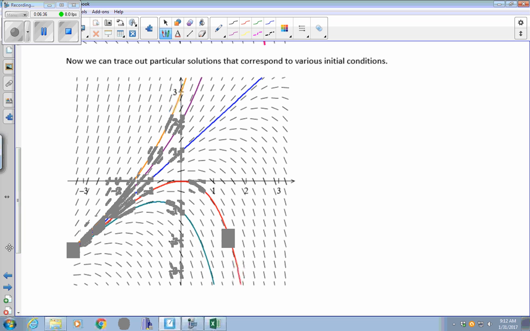So here's just a bunch of solution curves sketched in there for different initial conditions.